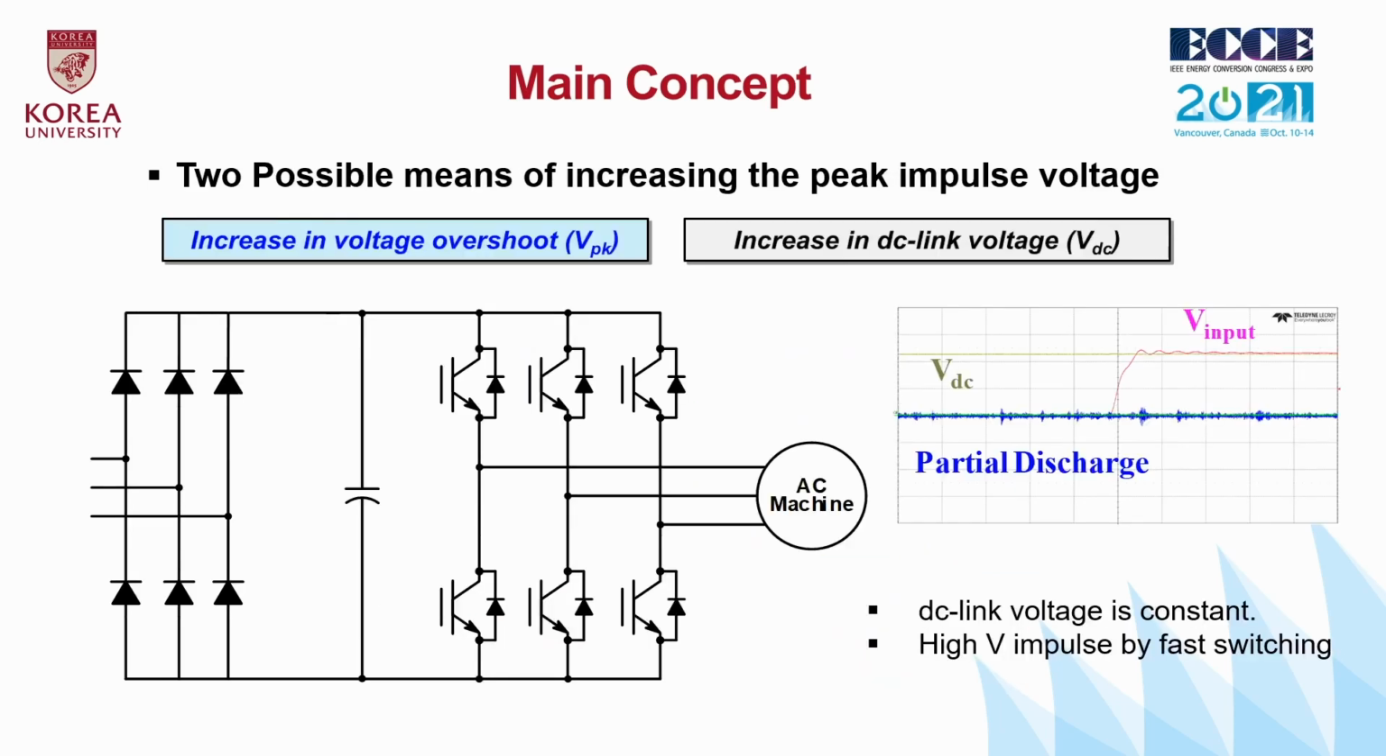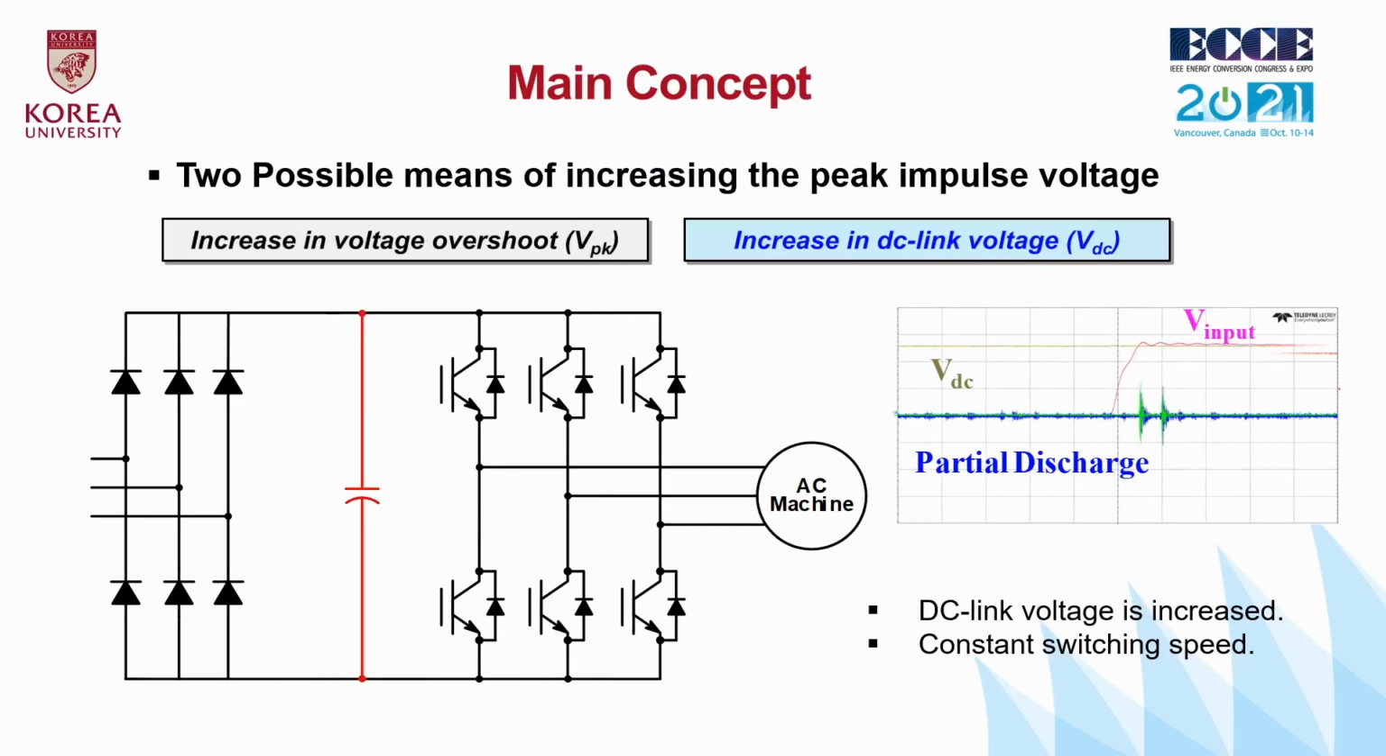So, there are two possible means of increasing impulse voltage. The first one is to increase the voltage overshoot by fast turn-on of switching devices. And the second one is to increase the DC link voltage.